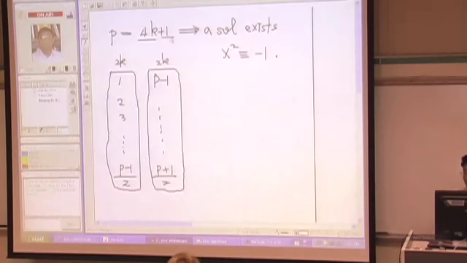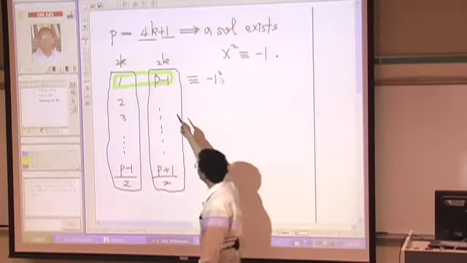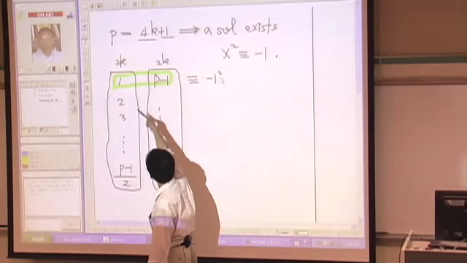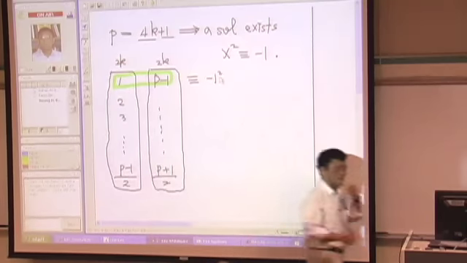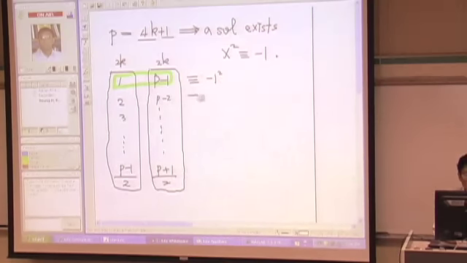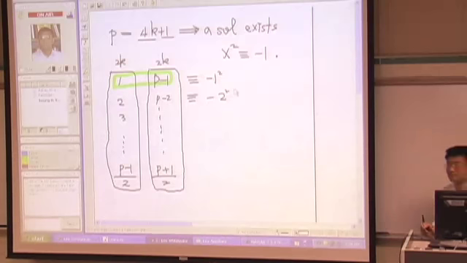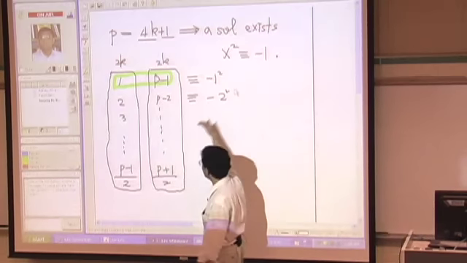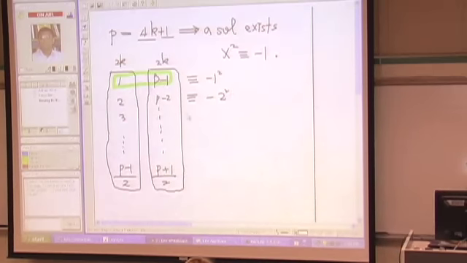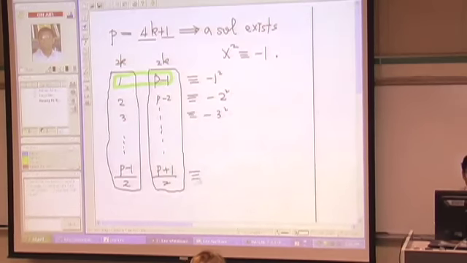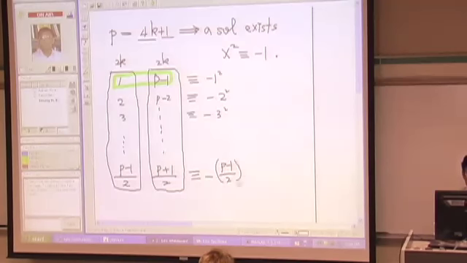Then I pair differently. I pair this way. Then if I multiply this, the product is congruent to negative 1 squared. Do you get it? 1 multiplied by P, we can remove P then. 1 multiplied by negative 1 is negative 1 squared. And if I multiply this number, then it is congruent to negative 2 squared. Do you get it? So I can pair this and multiply it down. Next number, negative 3 squared, all the way down to negative P minus 1 squared.